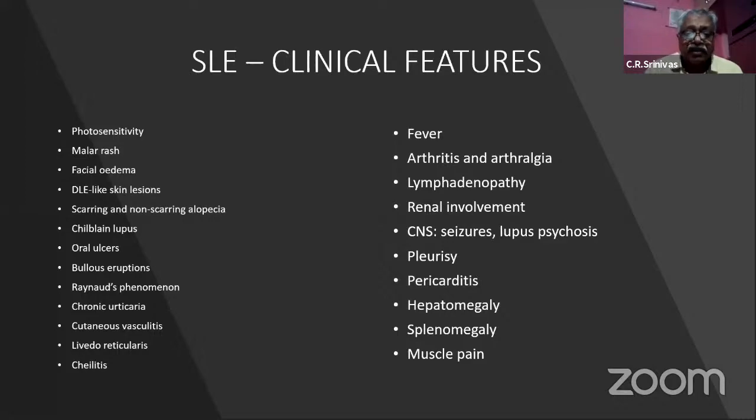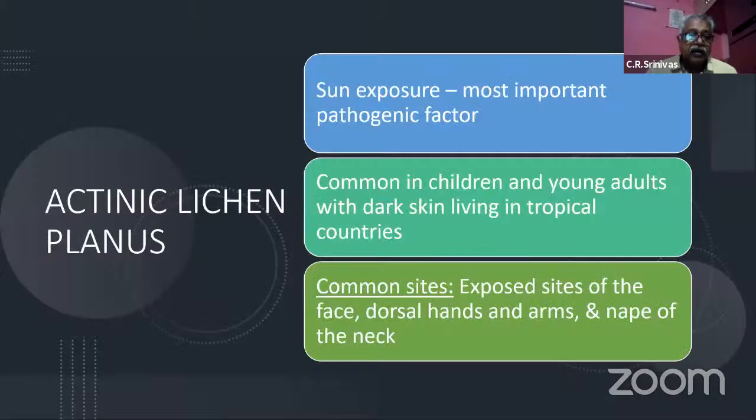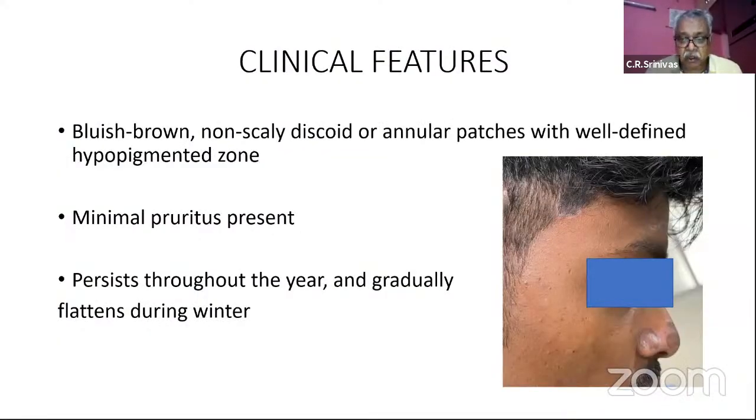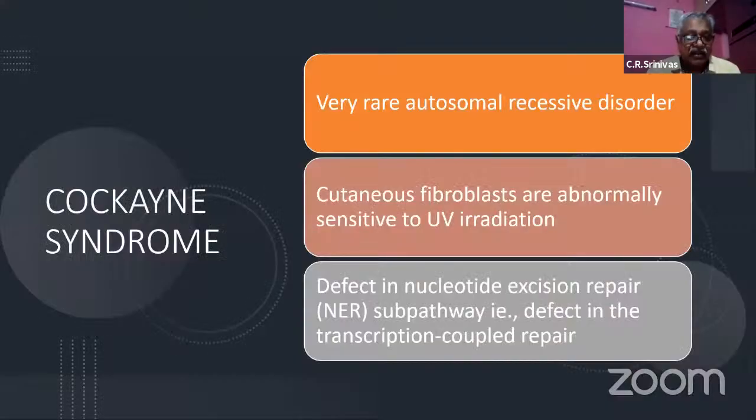So SLE, the features, again, not going over here. Actinic lichen planus can occur on the exposed areas, and I will show you a picture. You can see on the nose a pigmented one with a raised border, somewhat like porokeratosis. It might be confused, but if you look carefully, you can find out the actinic. There is minimal pruritus. It won't be very severe in these cases.